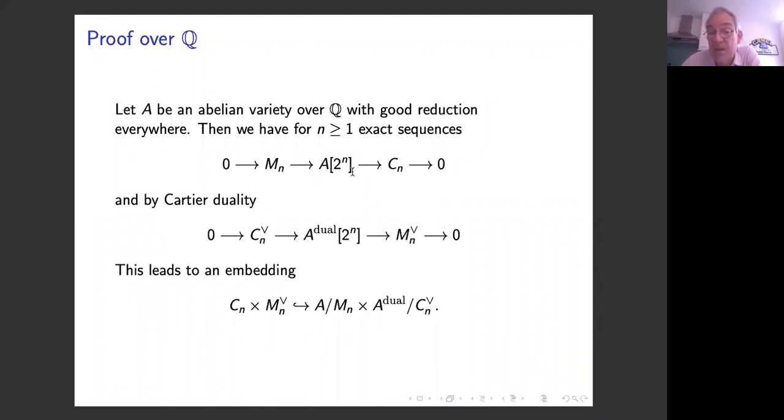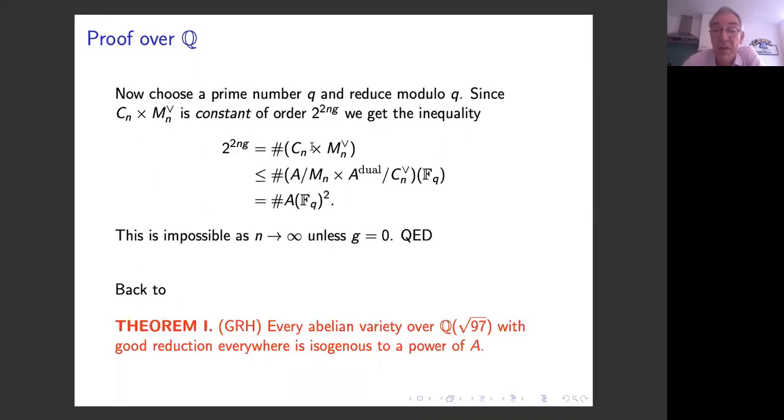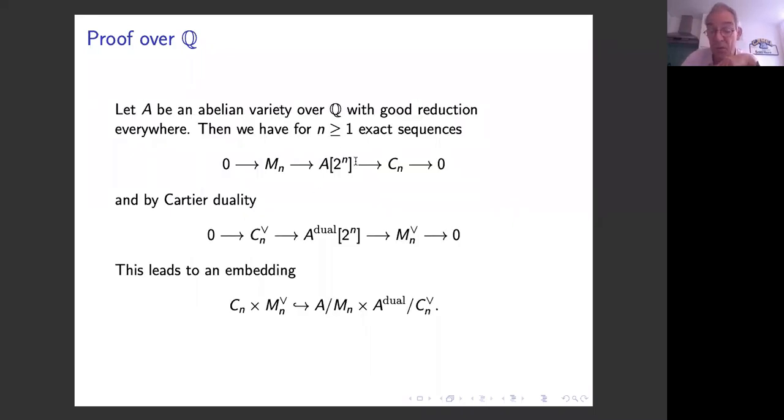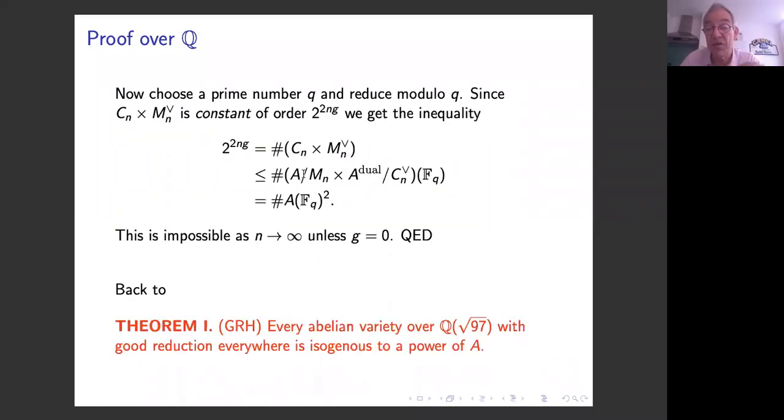And now I can make my contradiction because I take the product of these two sequences. So then I get that Cn times Mn dual embeds in this abelian variety when I take the isogeny: I divide it by Mn, and here I divide it by Cn dual. So the product of these two constant schemes embeds in the product of two abelian varieties, this one modulo Mn and this one modulo Cn dual. And now I get my contradiction because I know the cardinality of this group scheme. It is the cardinality of the 2 to the n torsion points, which is 2 to the power 2ng. It is at most the number of points of the abelian variety over a residue field. You can take any one you like.